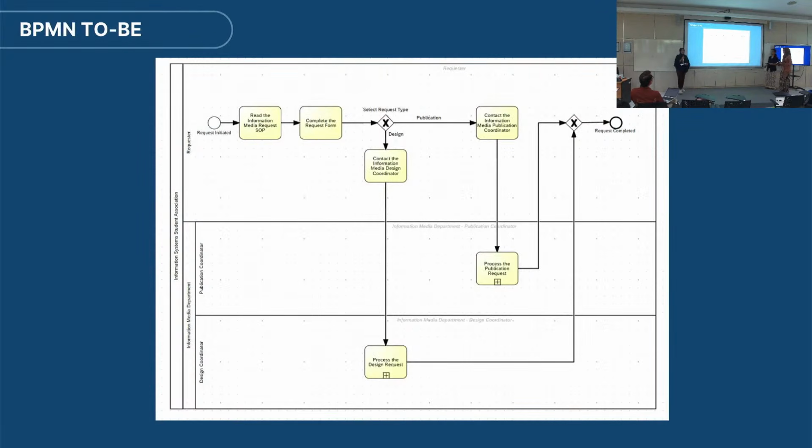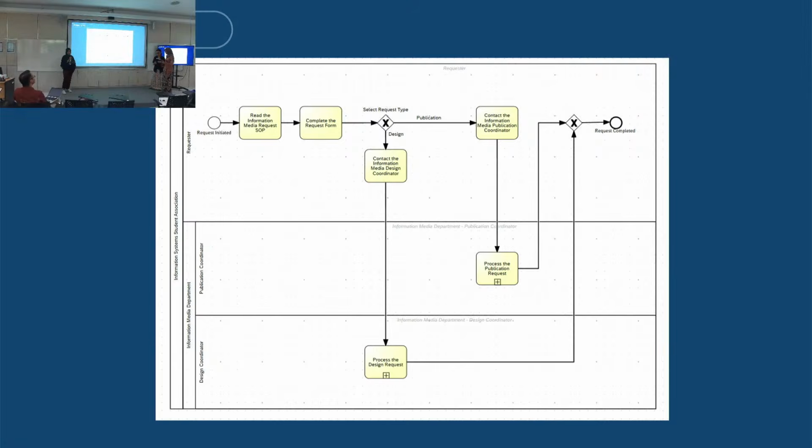This is our to-be BPMN model. We'll notice the main flow is much cleaner than our as-is baseline, since we broke the process into 2 sub-processes. First, design, and second, publication, based on the request type selected at the start.